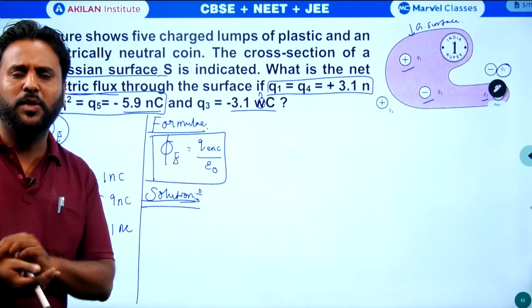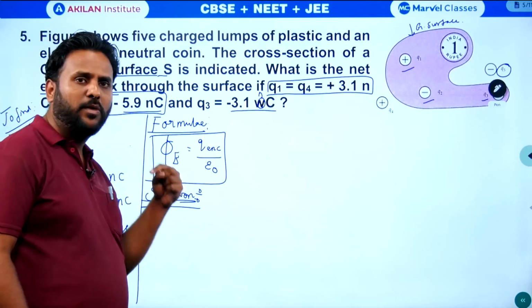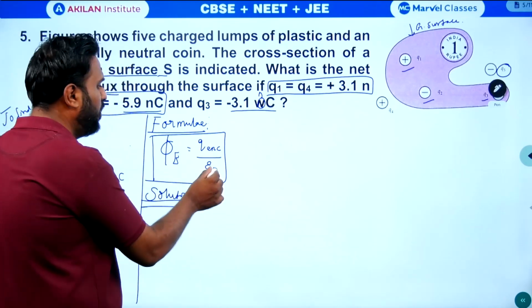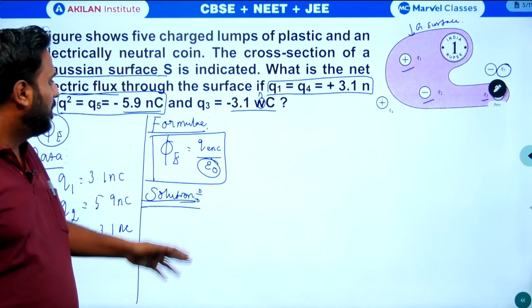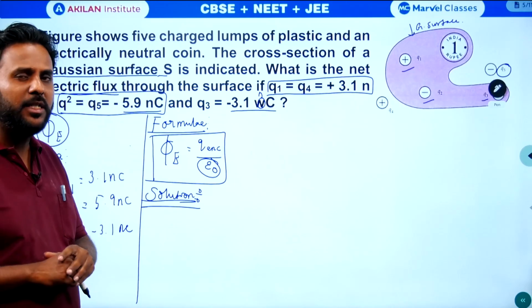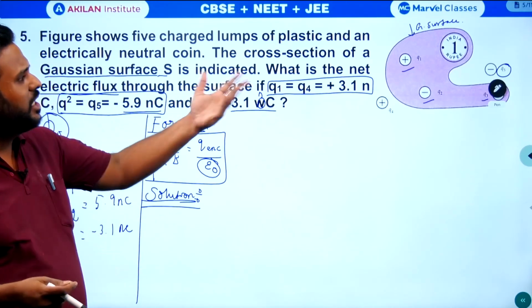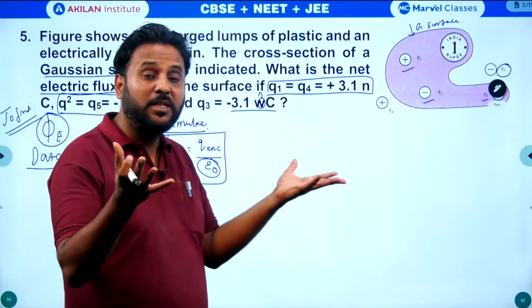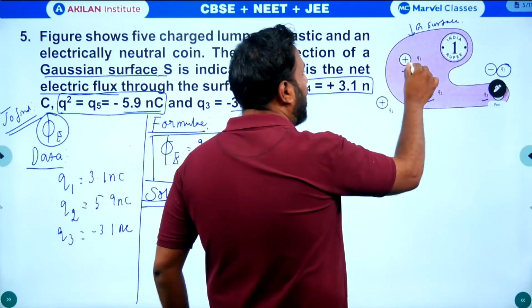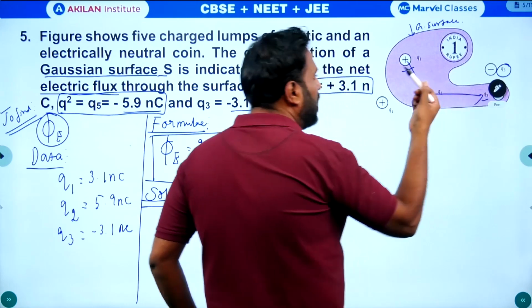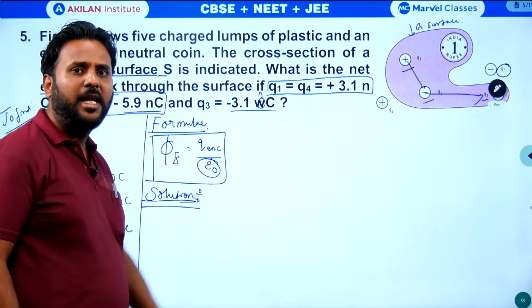We know the formula: phi equals q enclosed by epsilon naught. Epsilon naught is a constant, and we all know the value, 8.854 into 10 to the power of minus 12. So only the charge we have to find in this problem, very easy. All the charges placed inside the Gaussian surface you have to add, so we sum all the charges, then you can find the electric flux easily.